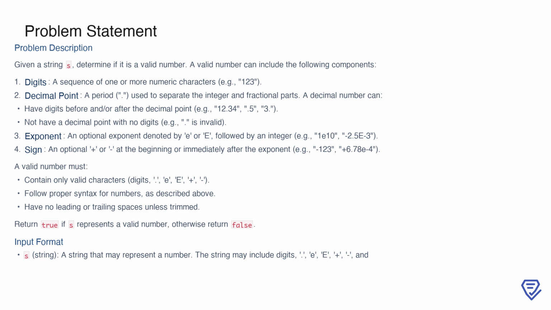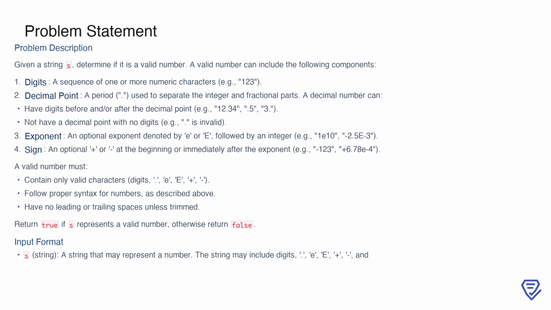Then, we have the exponent, an optional part of the number denoted by e or E, followed by an integer. This is commonly used in scientific notation, such as 1 times 10 to the power of 10 or minus 2.5 times 10 to the power of negative 3. Finally, a valid number can have an optional sign, either plus or dash, which can appear at the beginning of the number or immediately after an exponent. Examples include -123 or +6.78 times 10 to the power of negative 4.